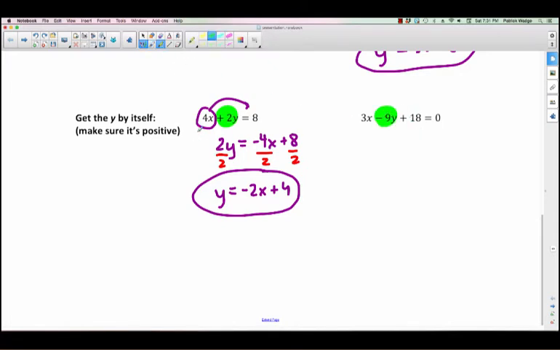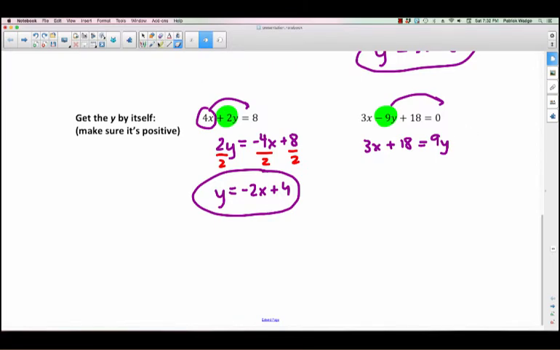And we want the y to be positive. So what's probably the first thing you want to move here? Move the negative 9y. We want to move that over to make it positive. So leave your 3x, leave your 18, move your negative 9y over, and it becomes positive 9y. Don't put plus 0. If you're adding 0 to something, it doesn't change anything. So just leave that off.